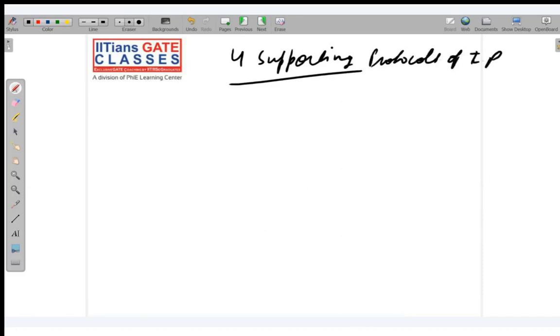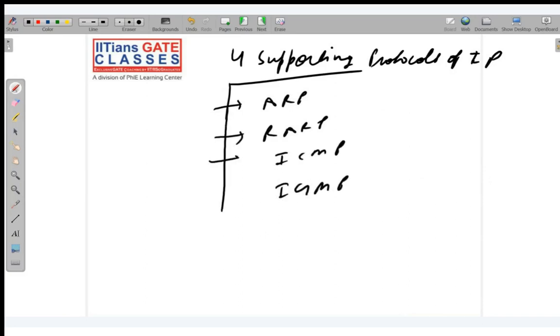Okay, if you try to remember, I have told you there are 4 supporting protocols. What are these? ARP, RARP, ICMP, and IGMP. Okay, there are 4 protocols. One by one we will study. First is ARP. Let me start that. Take the snapshot. Done, sir.